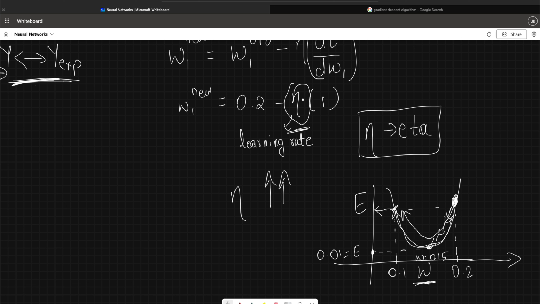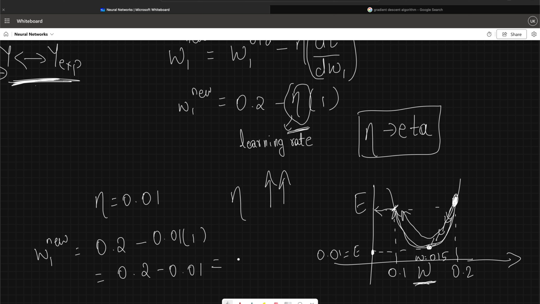So for now, let's assume the eta value is... what will w1 new be? It is equal to 0.2 minus something into 1. Let's assume eta is equal to 0.01. So this is going to be 0.2 minus 0.01. If we subtract, what's it going to be? It's going to be 0.18, right? 0.18.